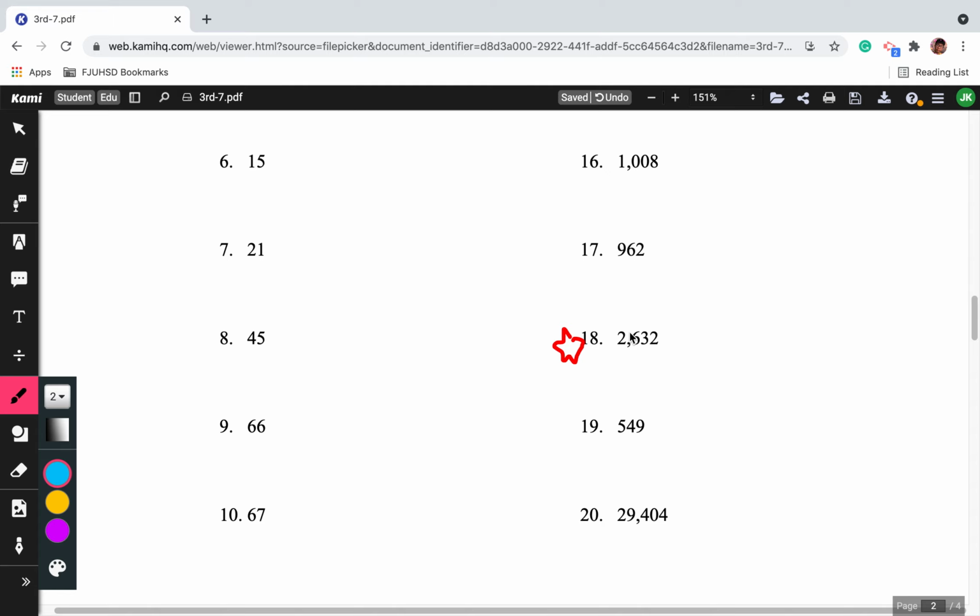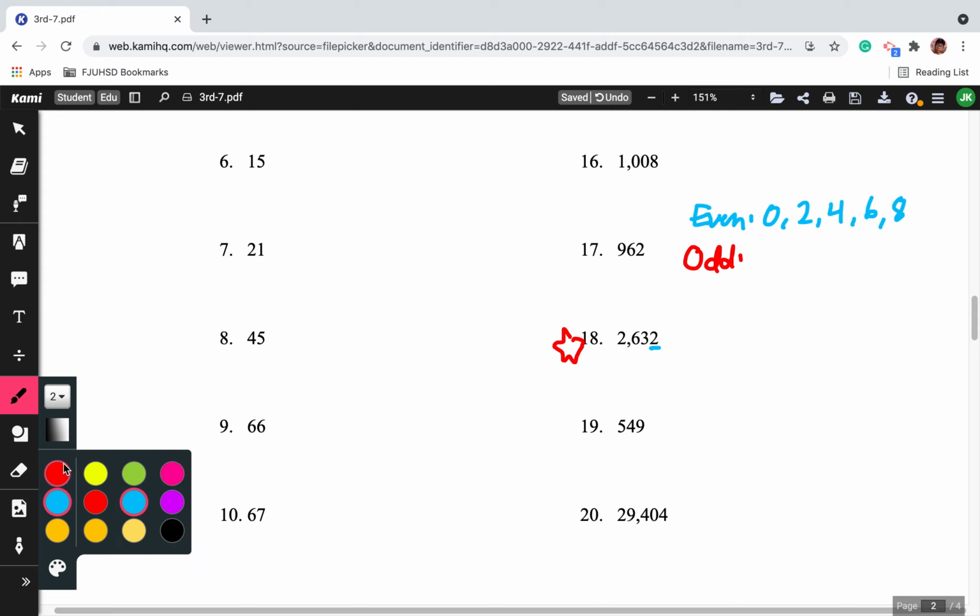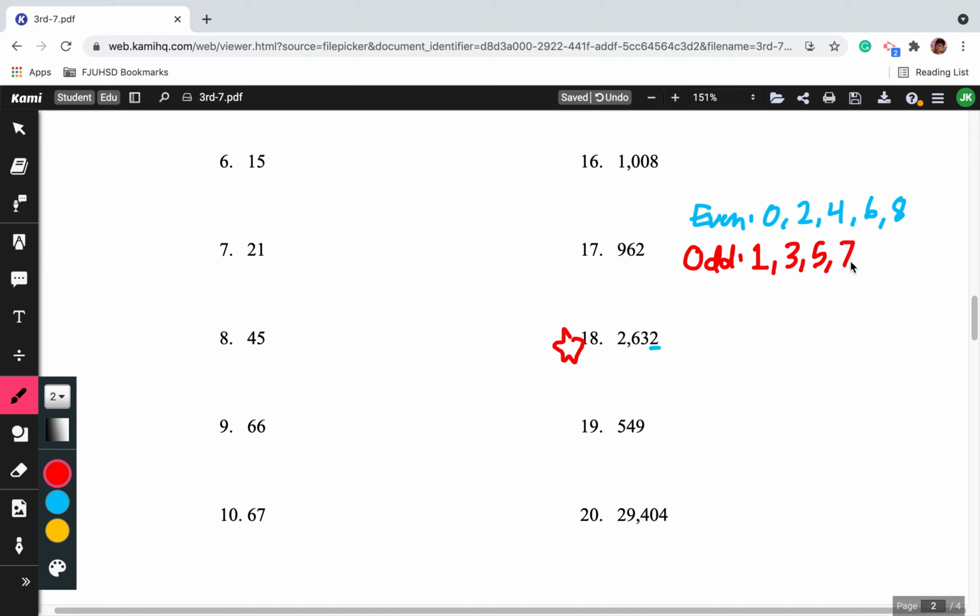Moving on, we're going to go through evens and odds. So we're going to look at number 18. Don't look at how big the number is because there's this little hack. So there's evens and odds. If you want to know if a number is even or odd, you could look at the end and notice that any number that ends with 0, 2, 4, 6, and 8 are even numbers. Any numbers that end with 1, 3, 5, 7, 9 are odd numbers.